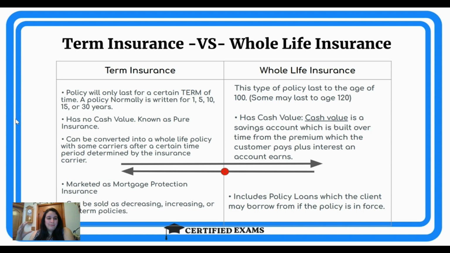But, anyways, know that. So if the exams try to talk about convertible insurance policies, know that you can only go from term to whole life. You cannot go backwards. All right, guys.